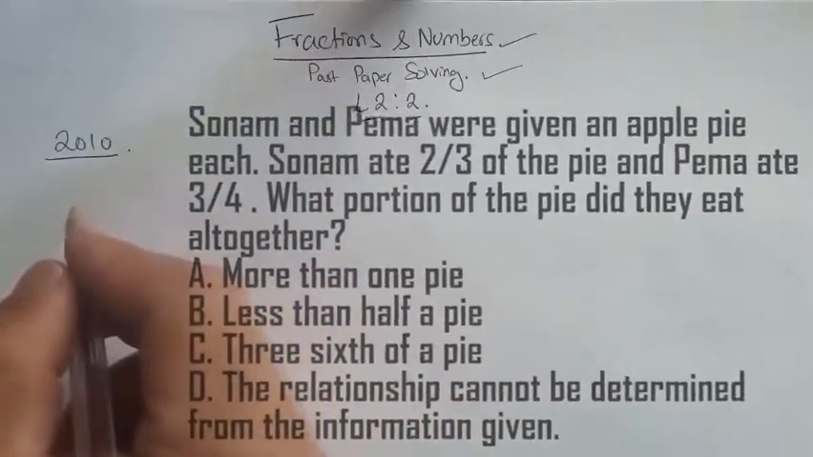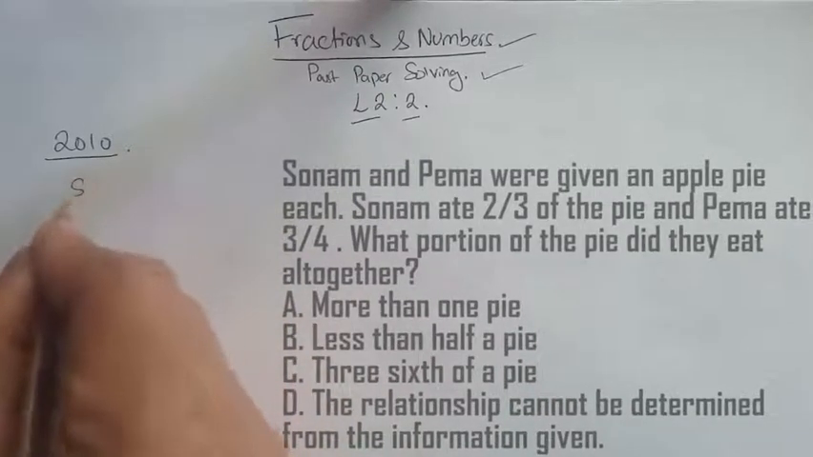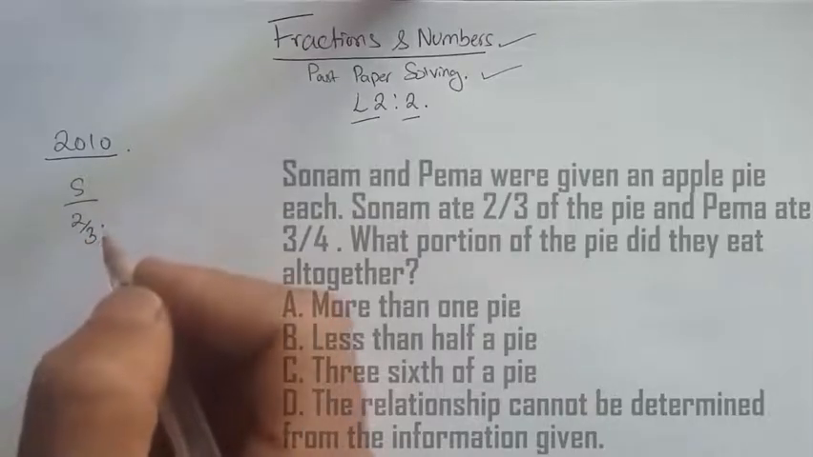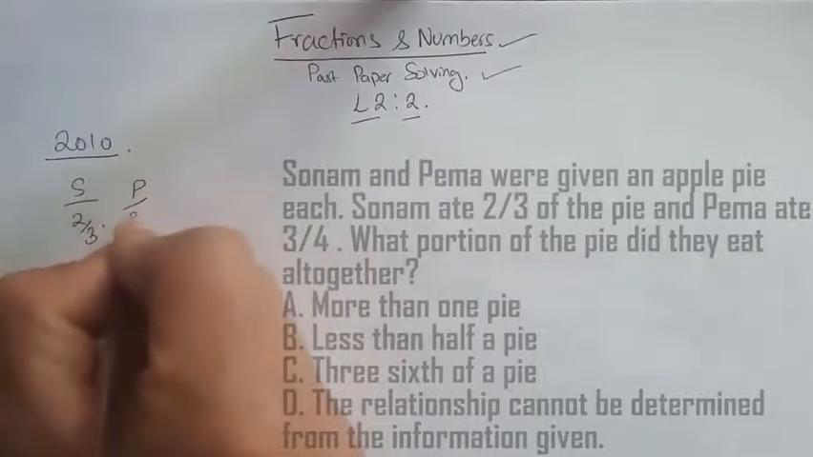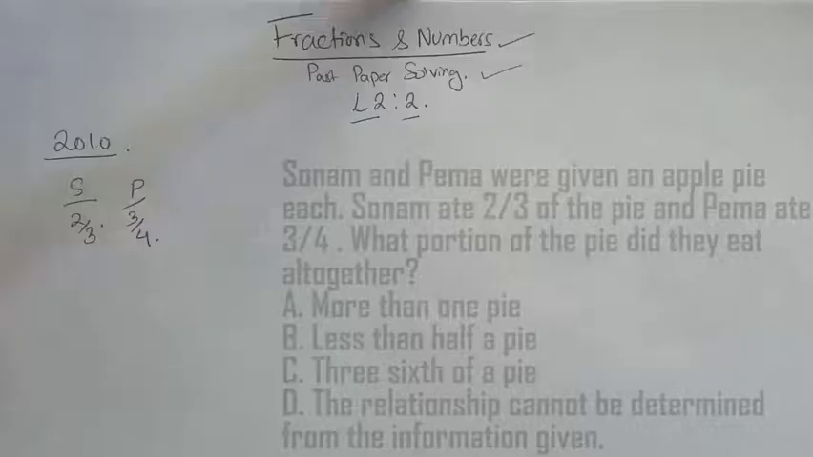First question, the first question from 2010. Sonam and Pema were given an apple pie each. Sonam ate 2/3, whereas Pema ate 3/4. What portion of the pie did they eat all together?